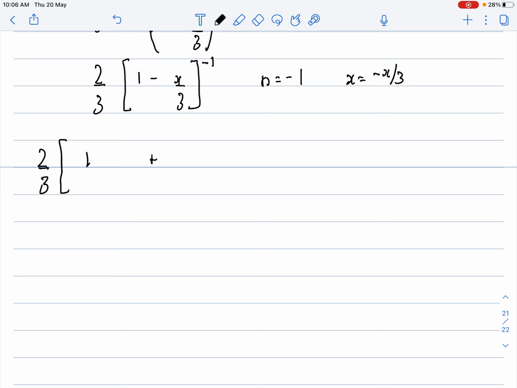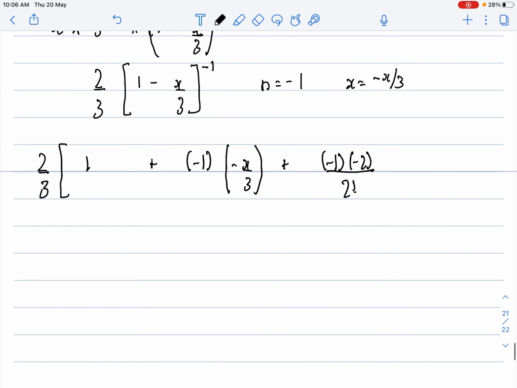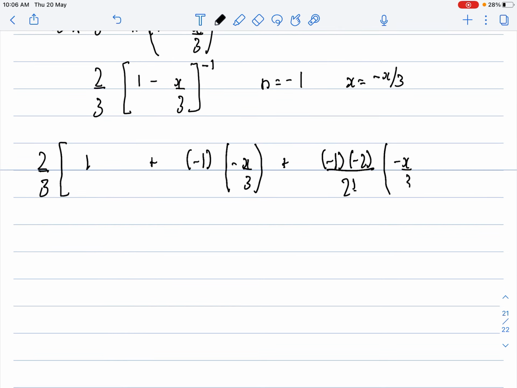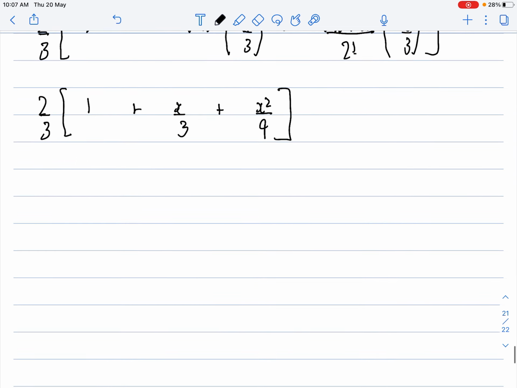Now I know this is 1 plus n into x, which is minus 1 into minus x over 3 plus minus 1 into minus 2 over 2 factorial, same as we did here, which I know is 1 into minus x over 3 square. So now I can write this as 2 over 3 with 1 plus x over 3 plus I know minus x the whole square is simply x square over 3 square, which is 9. So now I can take 2 over 3 inside to get 2 over 3 plus 2x by 9 plus 2x square over 9 into 3, which is 27. So this is for part 2.